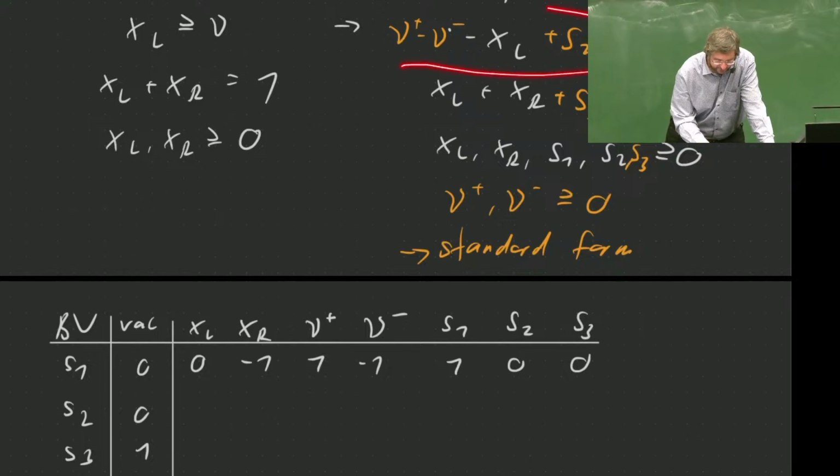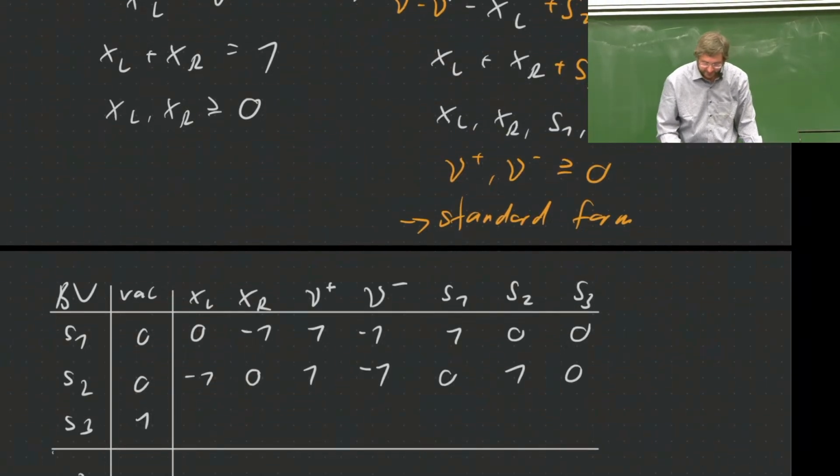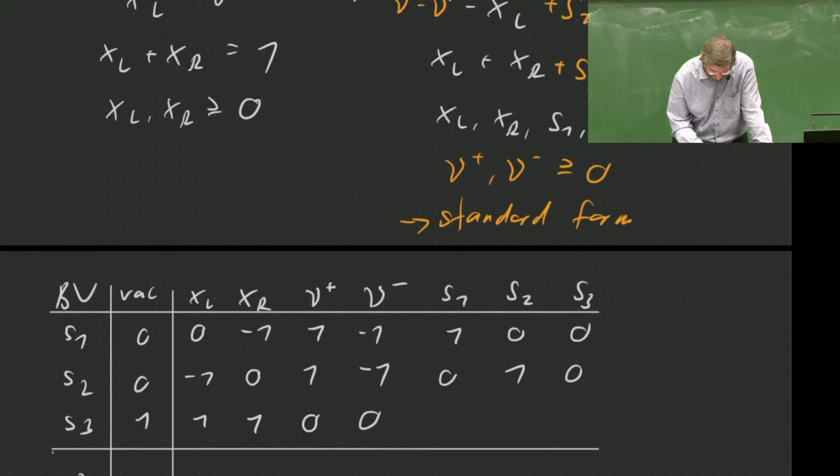The second row will be composed of this here. So here we have a minus XL, we have no XR, we have a 1 for the new plus, a minus 1 for the new minus, and a 1 for the S2. And for the third equation, this one here, we have XL, XR, none of the news, and S3.